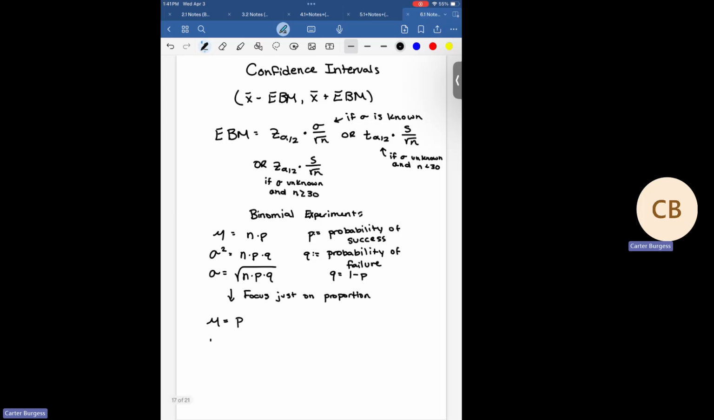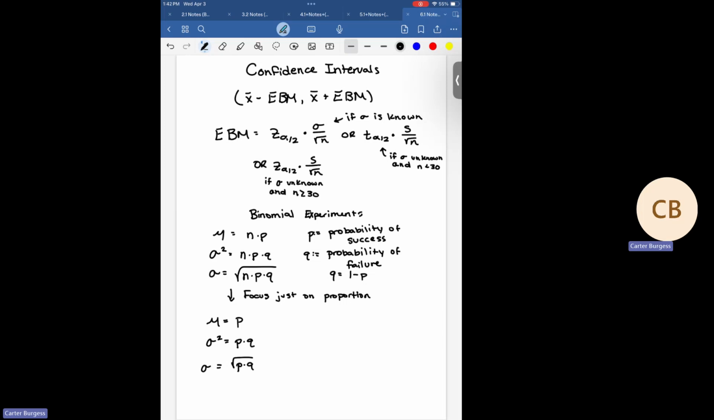My variance is now going to be just p times q. Again, I'm not caring about what's going on with n. And my standard deviation will, again, still just be the square root of p times q. Okay, so this is fine. This is great, perfectly adequate.